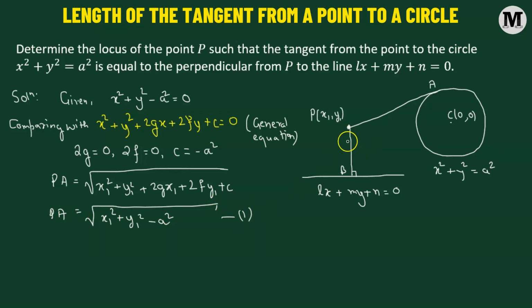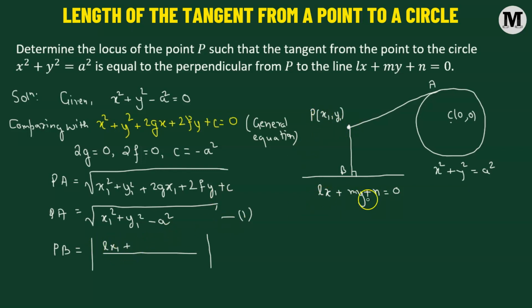Next, we'll try to find out the length of the perpendicular distance PB. Now there's a standard formula for finding out the perpendicular distance of a point from a straight line. All we need is the coordinates of that point P, which is x1 comma y1, and we need the equation of the straight line. Both of them are available to us. So we'll take a ratio. Here we'll start with the coefficient of x of the straight line, that's L. L will get multiplied with the x coordinate of the point P, so that's x1.